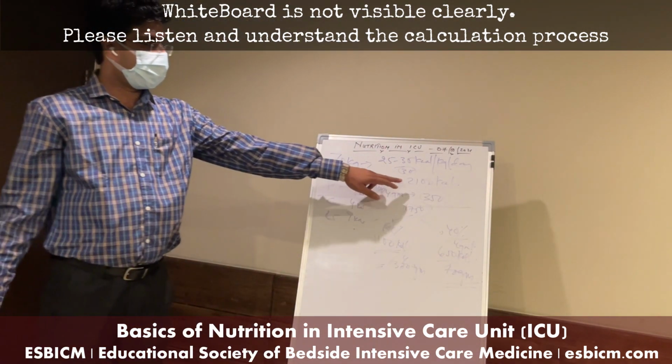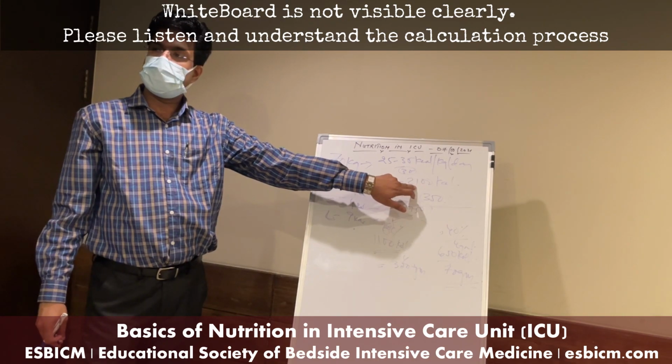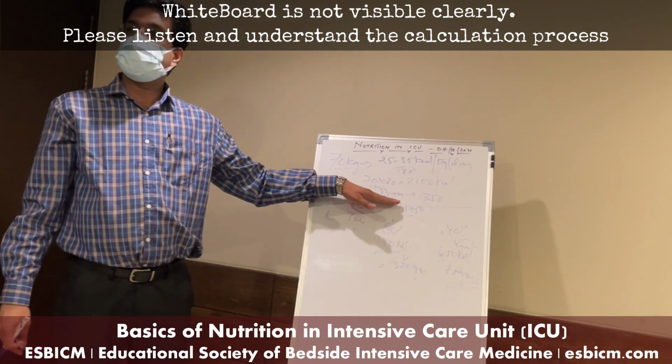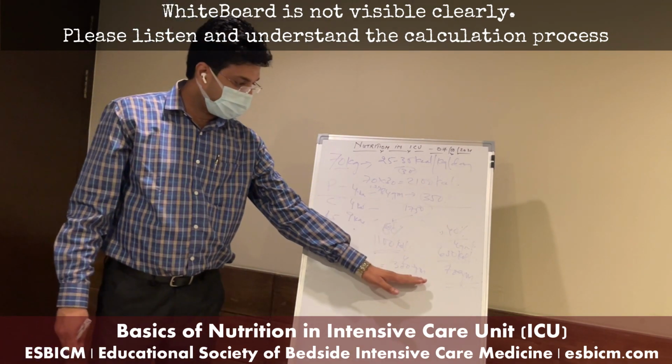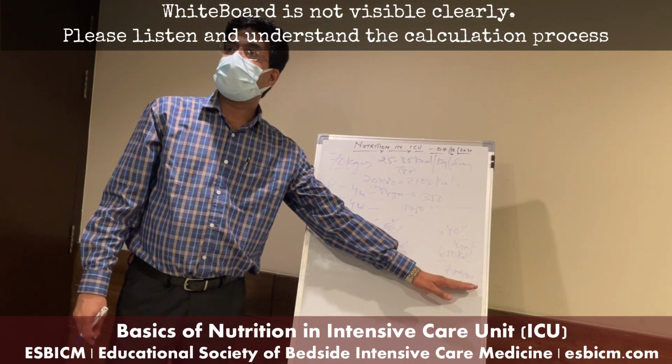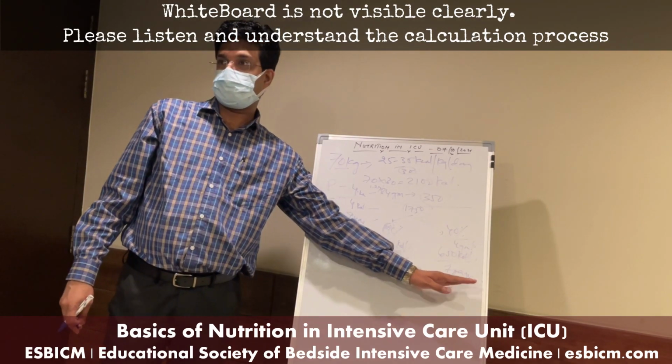So if we need to provide 2,100 kilocalorie to this patient, we need to provide 84 grams of protein, 300 grams of carbohydrate, and 70 grams of lipids.